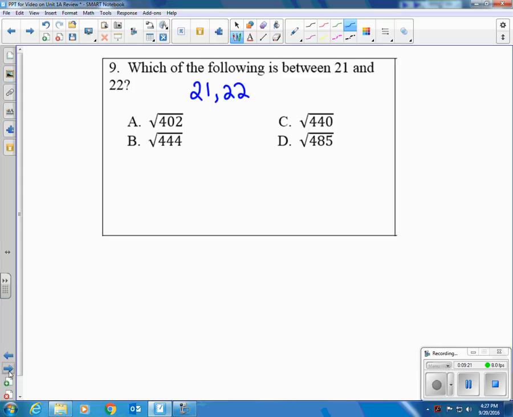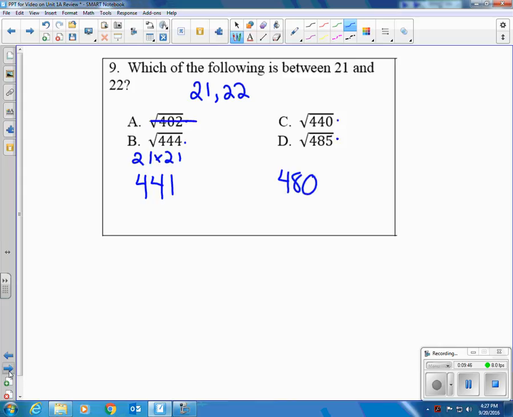The way I would do this is I'm going to take 21 times 21, and when I do that math, I get 441. That's 21 times 21, or 21 squared. And then I'm going to take 22 squared, or 22 times 22, and I get 480. So now all I'm looking for is which one of these numbers right here are between 441 and 480.